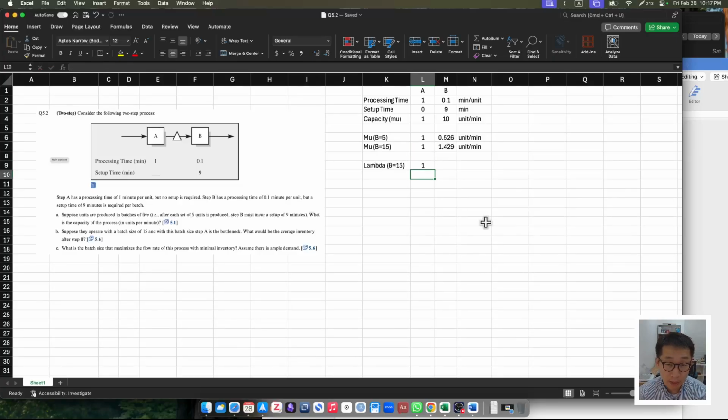So obviously 1 is smaller, so the flow rate or consumption rate or pass-through rate of this particular system is 1. Okay, we have lambda, we have our capacity mu here, because this is basically your 1 over p part.